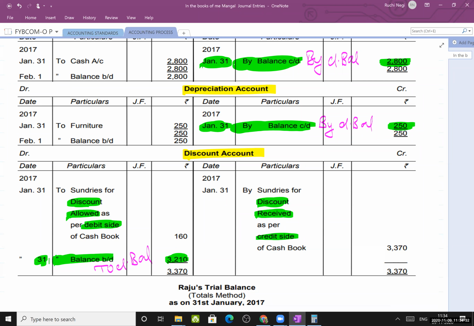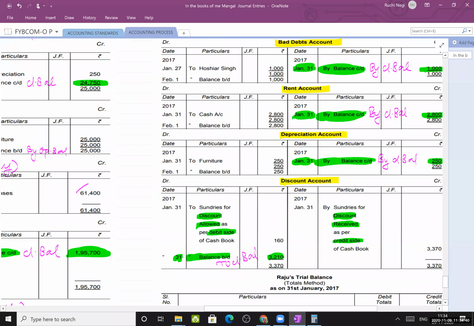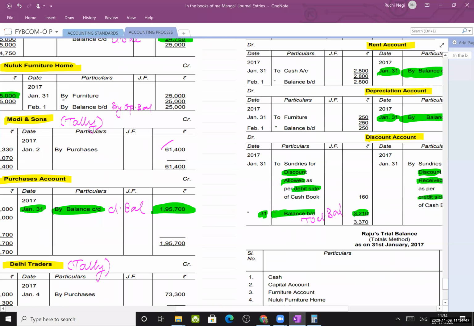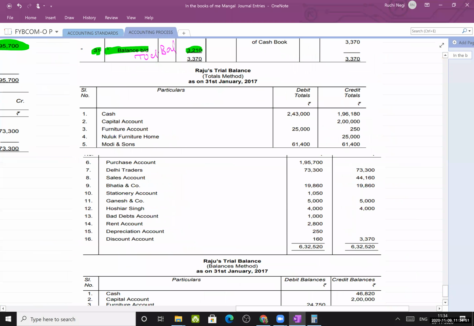So is it clear till here? Acknowledge it in the chat box. Is it clear till here to everyone? So last lecture we had done journal. Today we did ledger and subsidiary books. And the last part is trial balance now.